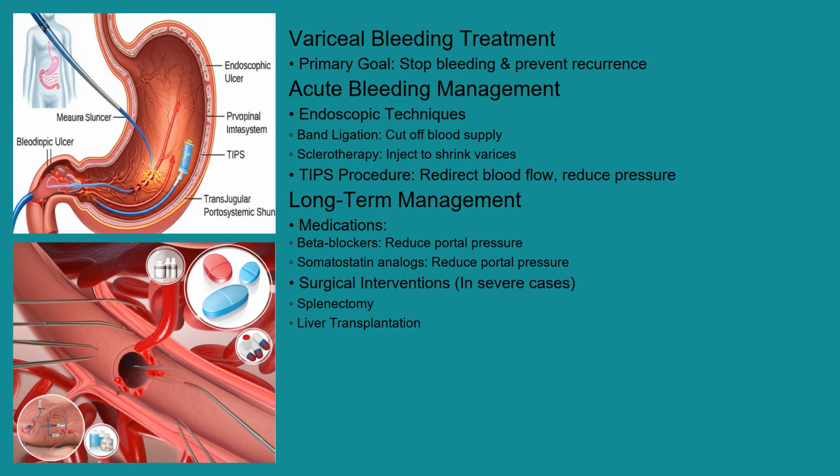The primary goal of treatment is to stop the bleeding and prevent future episodes. Acute bleeding is often managed with endoscopic techniques such as band ligation, where small rubber bands are placed around the varices to cut off their blood supply, or sclerotherapy, where a medication is injected into the varices to cause them to shrink. Transjugular intrahepatic portosystemic shunt, or TIPS, is a procedure where a shunt is created within the liver to redirect blood flow and reduce portal pressure. Medications like beta blockers and somatostatin analogs can also help reduce portal pressure and the risk of bleeding. In some cases, surgical interventions like splenectomy or liver transplantation may be necessary.